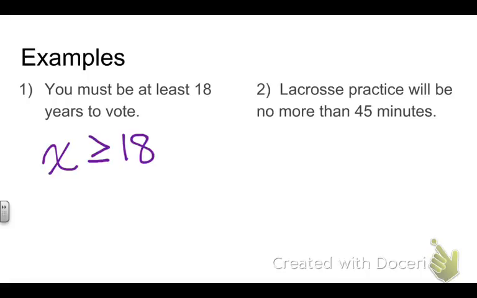For number 2, lacrosse practice will be no more than 45 minutes. It could be 30 minutes. It could be 44 minutes. It can be 2 minutes, but it cannot be more than 45 minutes. 46 minutes? Nope, not happening. So the way we would write this, x cannot be bigger than 45 minutes, but you know what? It could be exactly 45 minutes. That's why we have the equal sign. So our variable is less than or equal to 45 minutes. We're going to be doing some of these tomorrow in class.